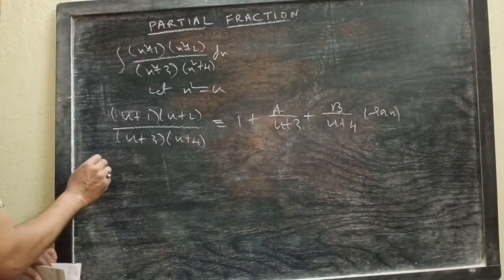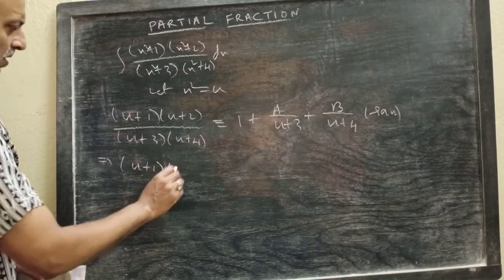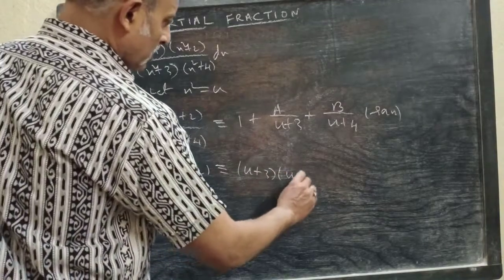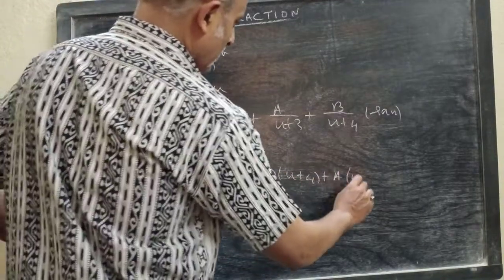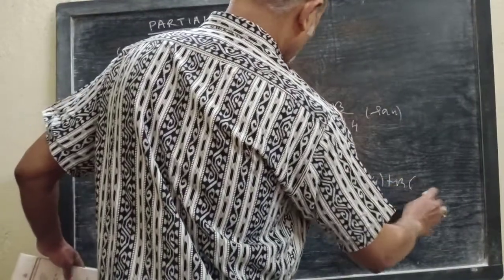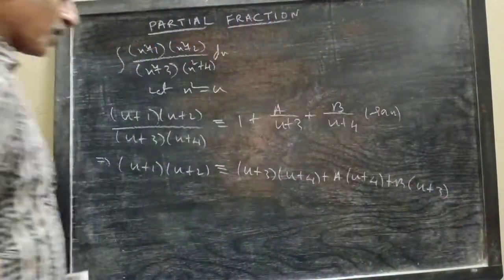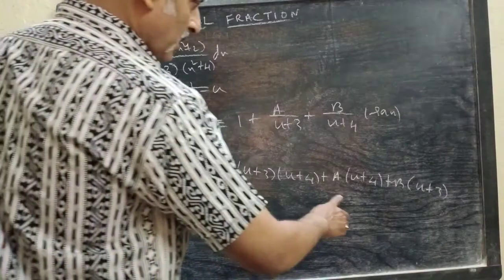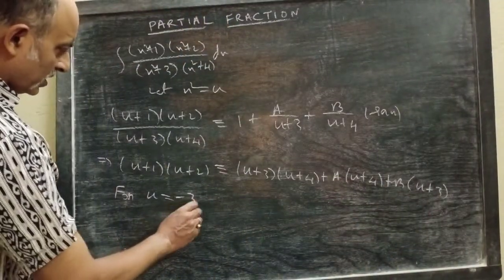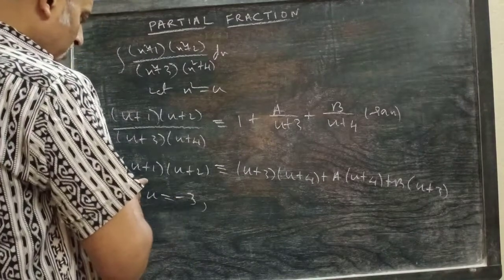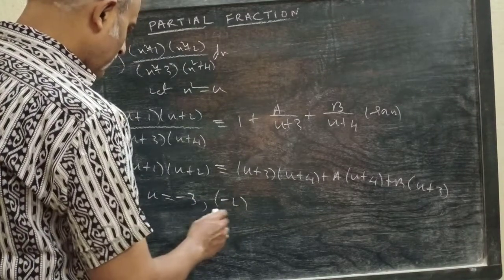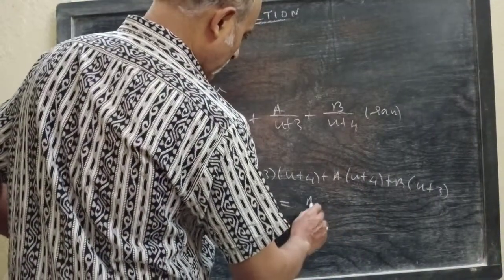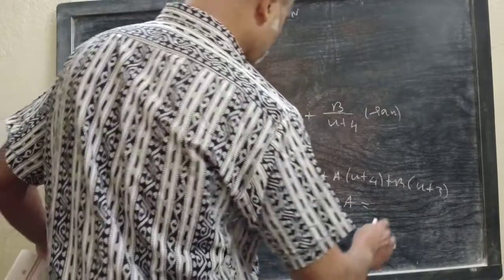So multiplying both sides by the denominator, you get (u plus 1) into (u plus 2) identically equal to (u plus 3) into (u plus 4) plus a into (u plus 4) plus b into (u plus 3). Now to get a, you have to vanish this. So I am taking u equals to minus 3. Minus 3 plus 1 is minus 2, minus 3 plus 2 is minus 1, this vanishes, minus 3 plus 4 is 1, that is a. So you get a equals to 2.